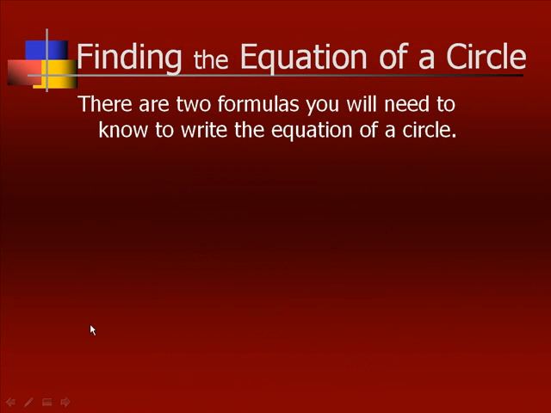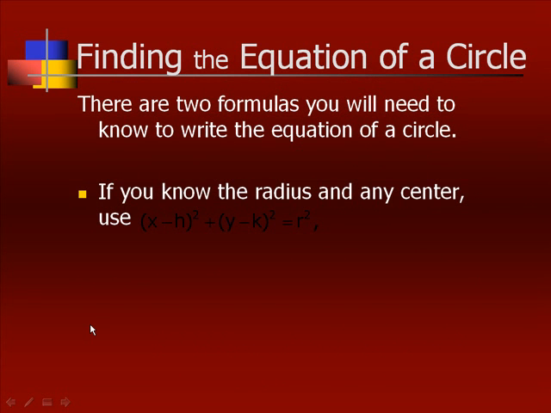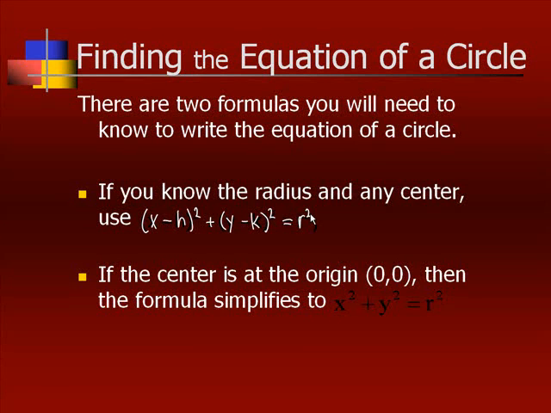Now there are two formulas you'll need to know in order to write the equation of a circle. If you know the radius and any center, then we're going to use (x minus h) squared plus (y minus k) squared equals r squared. That's our center-radius form. Now if the center is at the origin (0, 0), then x minus h is just x, y minus k is y minus 0, which is y, so we get x squared plus y squared is equal to r squared.